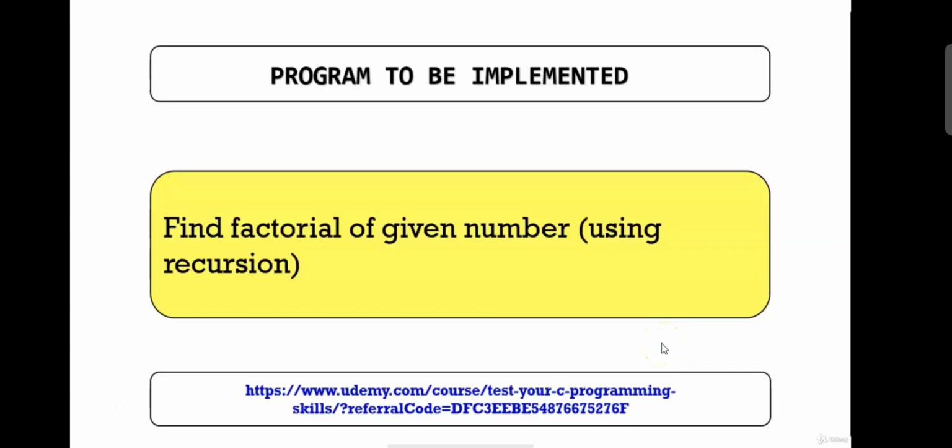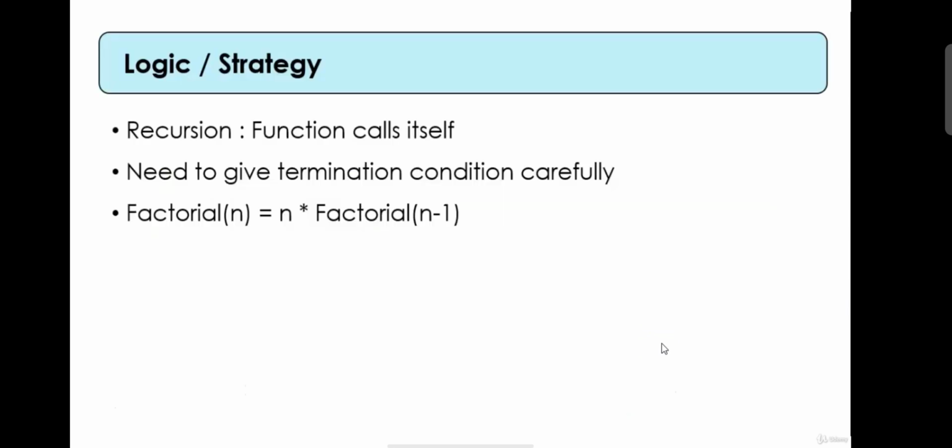In this session, we are going to implement a program to find out the factorial of given number using recursion. So in case of recursion, function calls itself. If a function is calling itself, then it is called a recursive function. In recursive functions, it is very much necessary to give the proper termination condition.